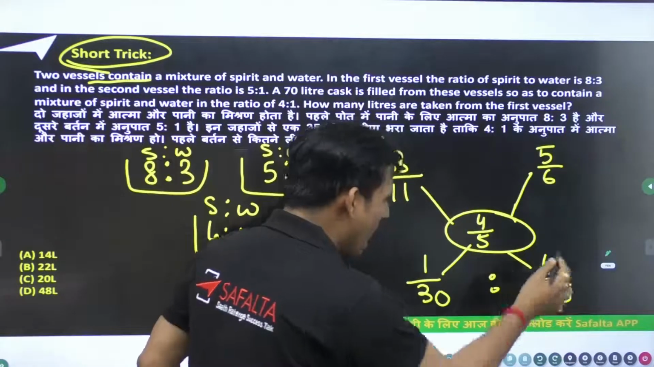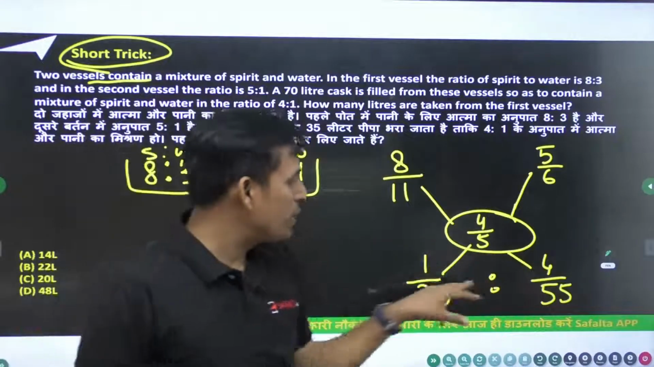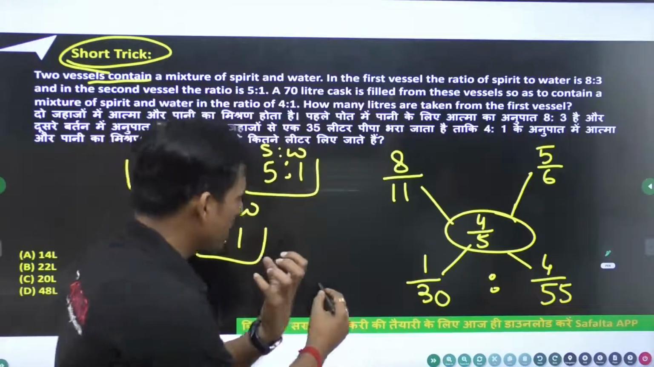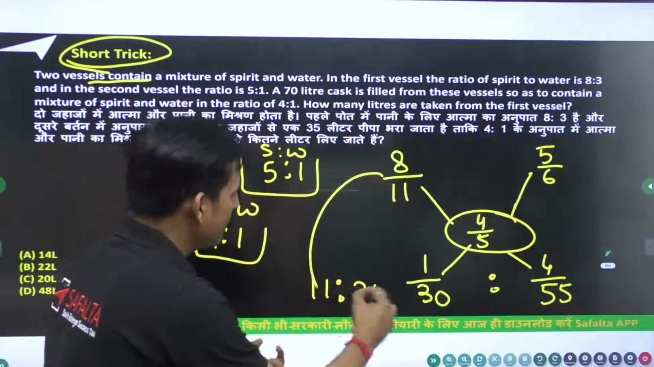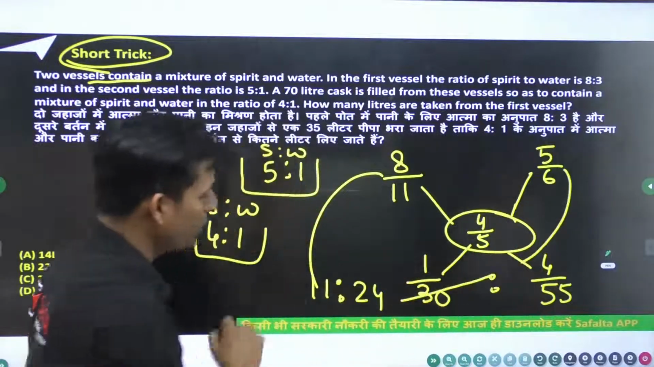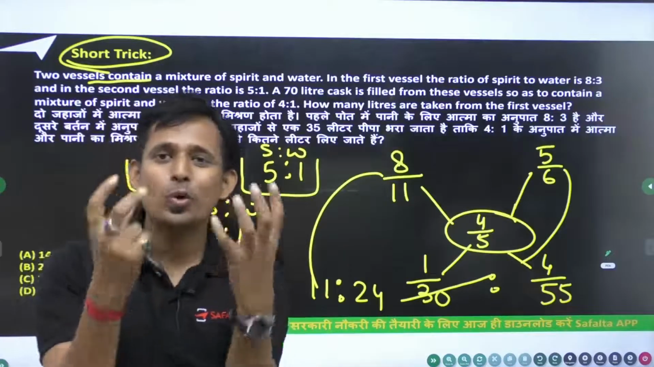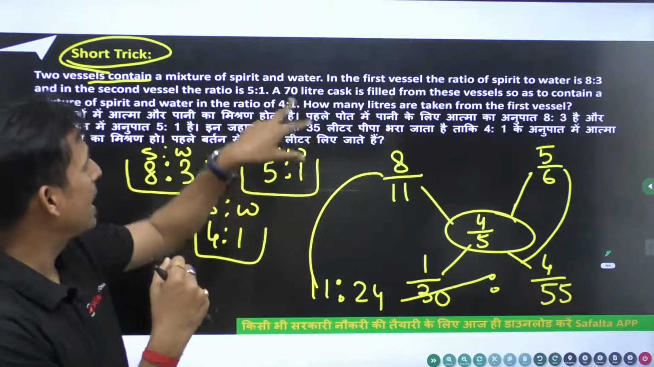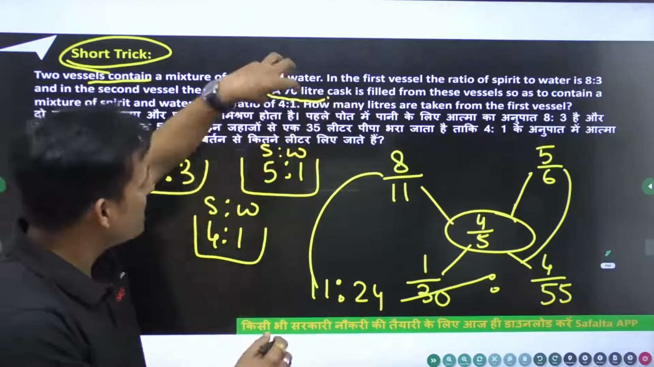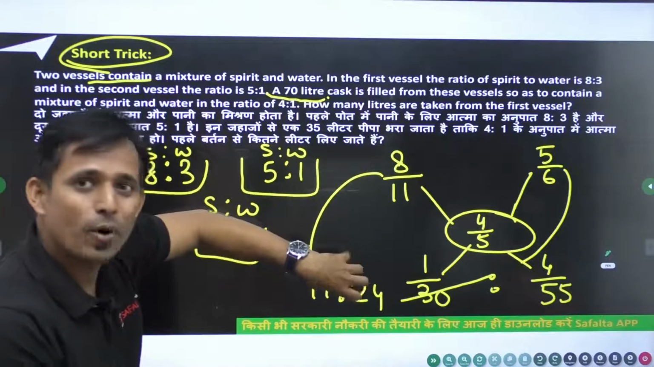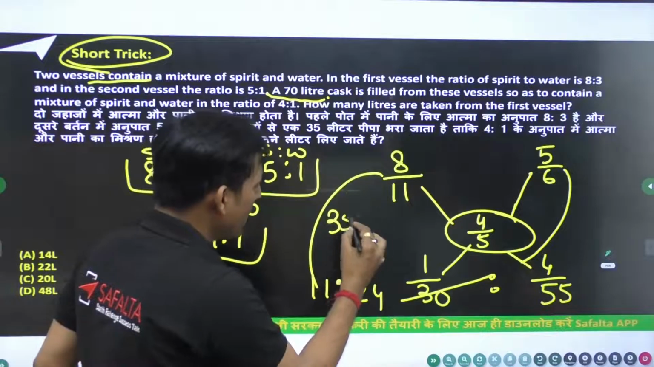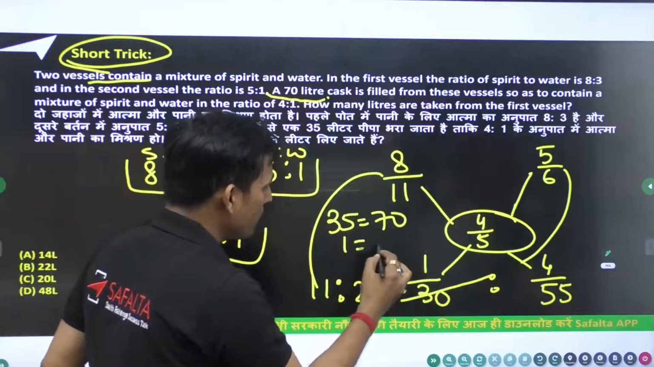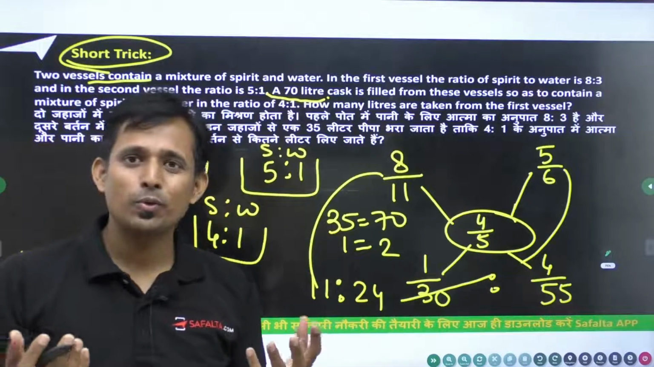Okay, so after the calculation of these two, you will get the final ratio 11:24. So 11 is this quantity and for this quantity the ratio is 24. But what is the total quantity in that cask, that vessel? That is 70 liters. So the sum of these two is equal to 70. It means, very simple, the value of 35 parts is equal to 70, so the value of 1 part is equal to 2.